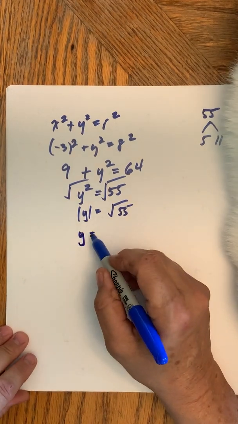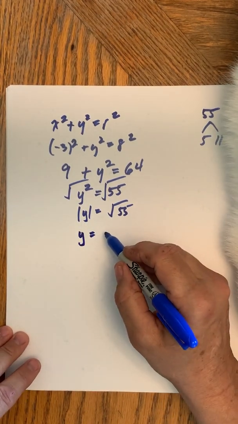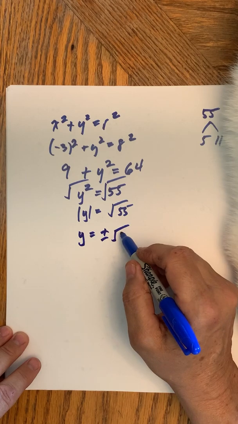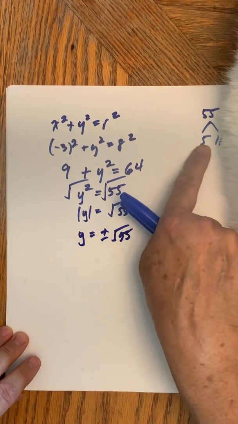So here, y is equal to, I remove the absolute value, so y is equal to plus or minus square root 55. And remember, because both of these numbers are prime, you can't pull anything out of the square root.